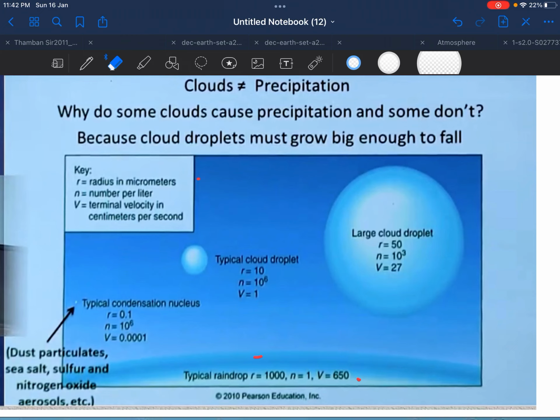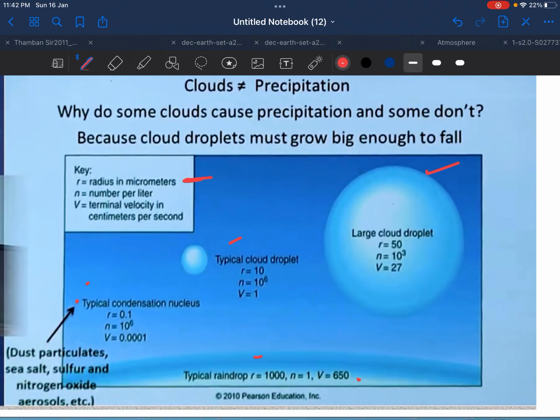Okay, so here I have a comparison video. You can literally see a difference between a CCN. This is CCN, cloud condensation nuclei, which can be a particulate, a sea salt, aerosol, anything. And the CCN is very important for condensation of a vapor into a liquid or into a solid ice in clouds. Here you can see this R is nothing but the radius of that spherical body of either a CCN or a typical cloud droplet or a large cloud droplet. N is the number of particles per liter, and V is the terminal velocity, again in centimeter per second.